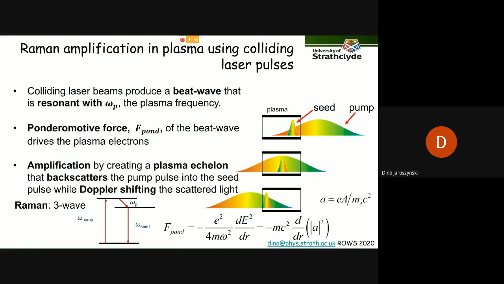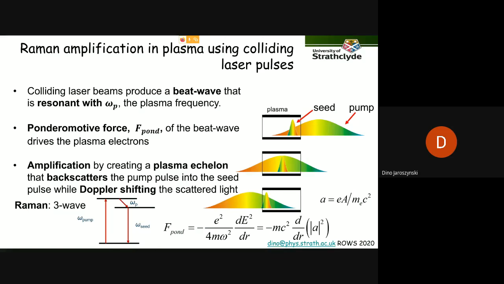So the Raman amplification occurs when you collide two laser pulses in plasma, and by arranging the frequency differences to match the plasma frequency. This is the natural oscillation frequency of electrons in a plasma. One can then resonantly excite a plasma wave. Now, of course, this is done through the beat wave and the associated ponderomotive force.